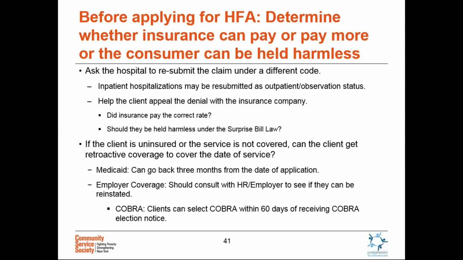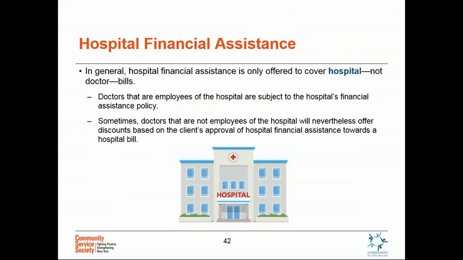If you have a client that is dealing with a medical necessity denial or an experimental service denial, then you may need to help the client appeal with the insurance company to get the claim paid. If your client is uninsured or the service is not covered, then you'd always check if the client can get retroactive coverage in order to cover the date of service. So remember, Medicaid can go back 3 months from the date of the application. Employer coverage, the only way to be reinstated will be dealing with the employer, and the COBRA rule of 60 days after being offered COBRA to elect COBRA.